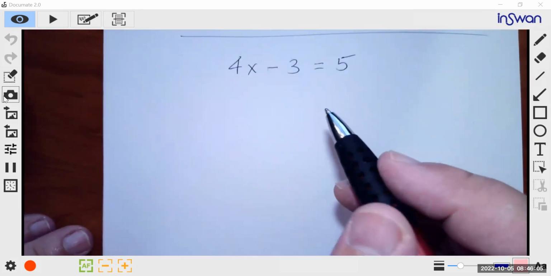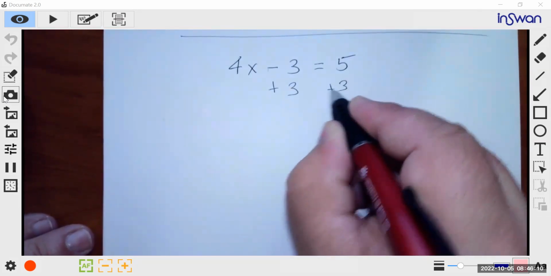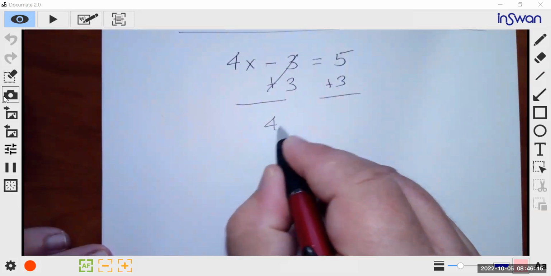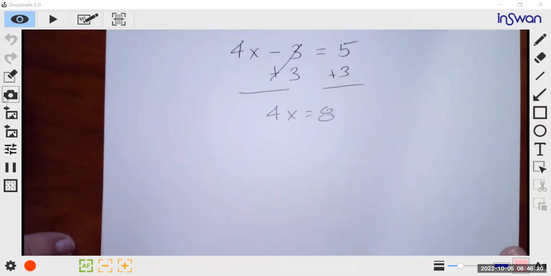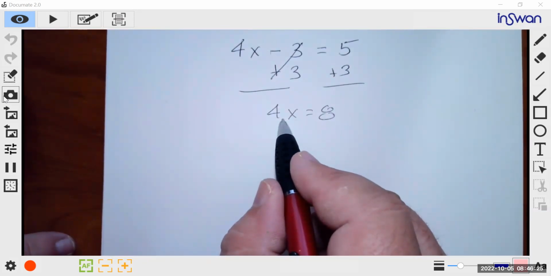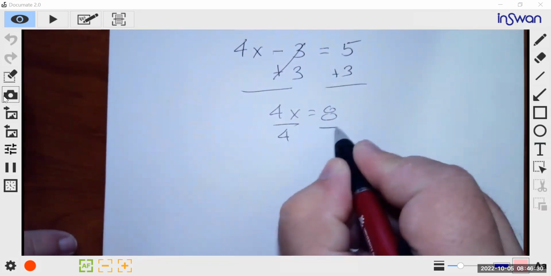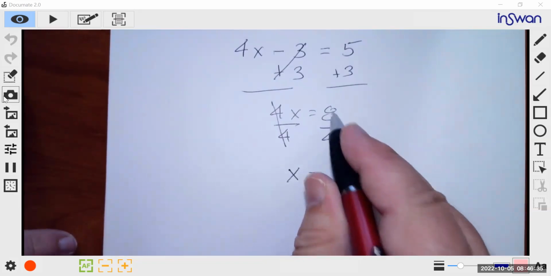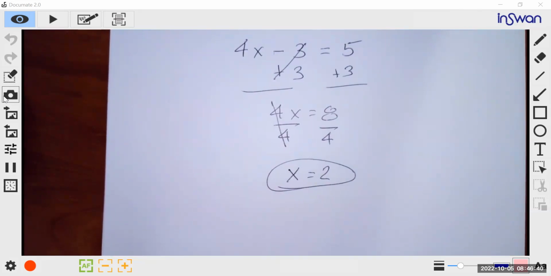How do you get rid of the minus 3? Add 3. Exactly. Good job. So you add 3 to both sides. So we have 4x. 5 plus 3 is 8. We want to get the x by itself, so we have to get rid of the 4. How? Very good. Because these are multiplied, we have to divide both sides by 4. 8 divided by 4 is 2. And there's your solution. Good job.